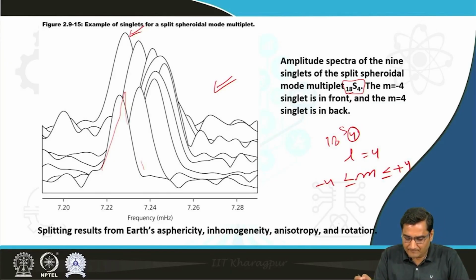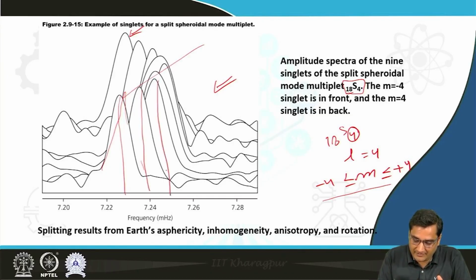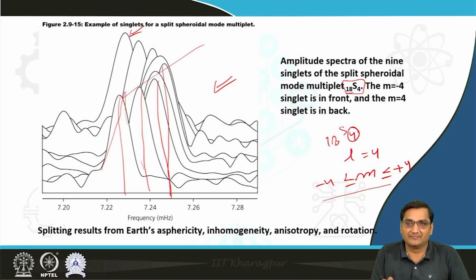Now you can see, although the M values are varying and L and N values are kept constant, in the case of the SNREI spherical Earth model, they should appear at the same frequency. But because the Earth is aspherical, inhomogeneous, anisotropic and also rotating in nature, all these peaks appear at different frequencies on the x-axis, and this particular phenomenon is known as splitting.